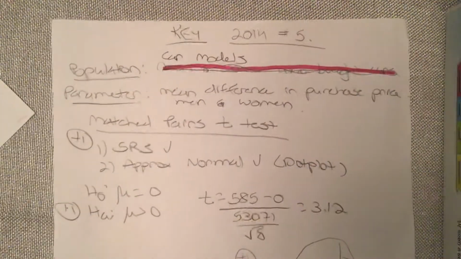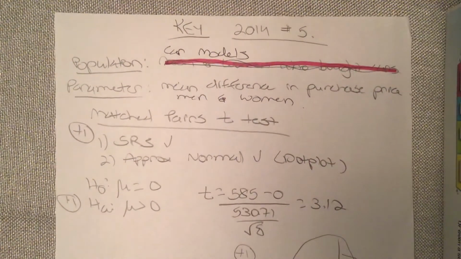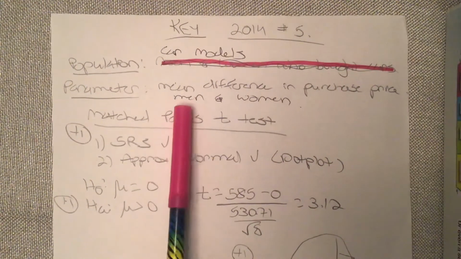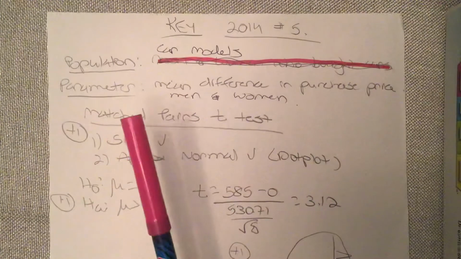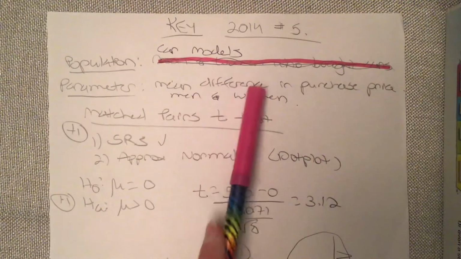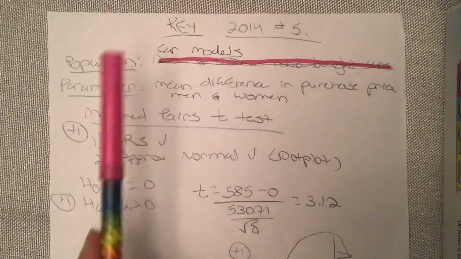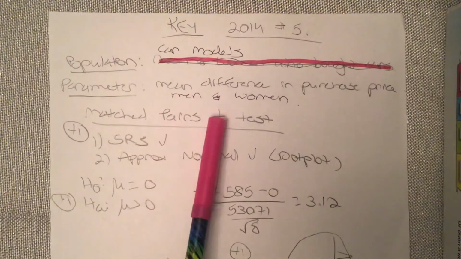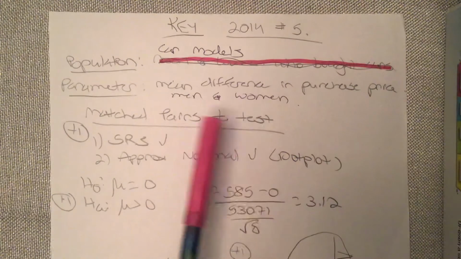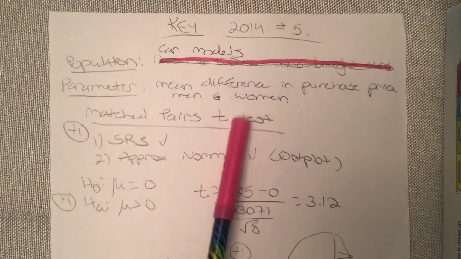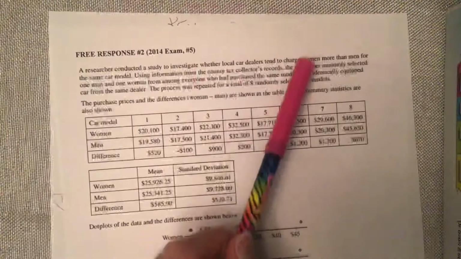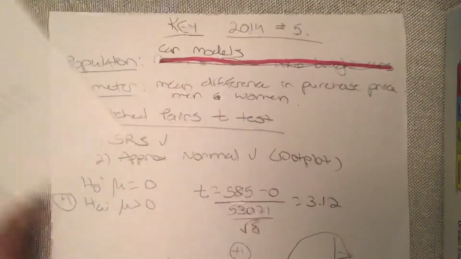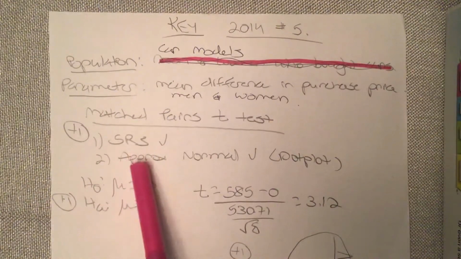So our population, as I stated earlier, is car models, the model of that particular car. The parameter is the mean difference in purchase price, men and women. Anytime you're doing a matched pairs test, just remember you're always going to use that word difference. And then this is a matched pairs t test. Remember, means are always a t. I only have 2 conditions I have to check. The first one is SRS, and that is given right here because it says randomly selected car models. So SRS is met, and then my second check is approximately normal.